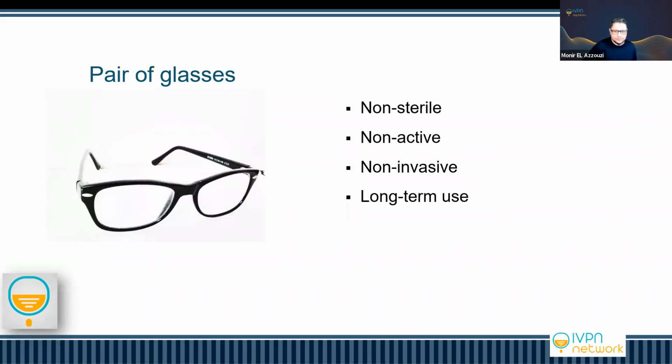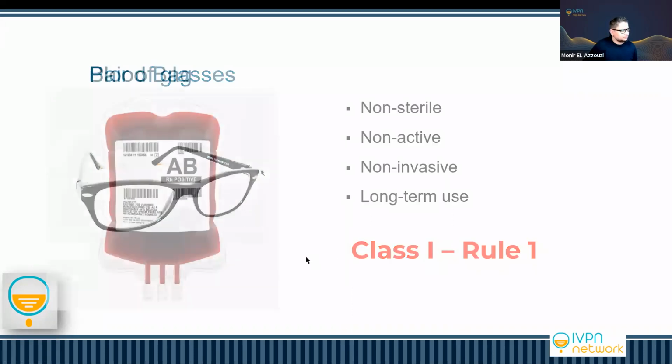Okay, Miriam says rule 1. Which classification, just to be sure? Exactly. I mean, rule 1 has only one classification anyway, so it's class 1. So rule 1, class 1. So let's say that is correct for this one. Let's move to the next one.